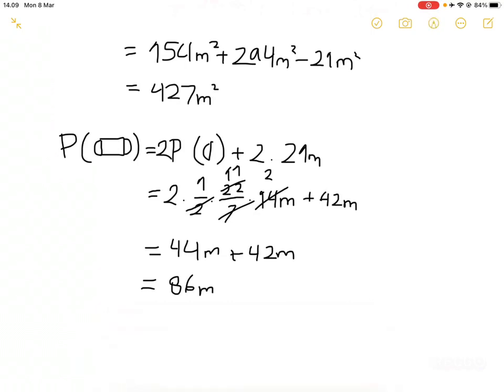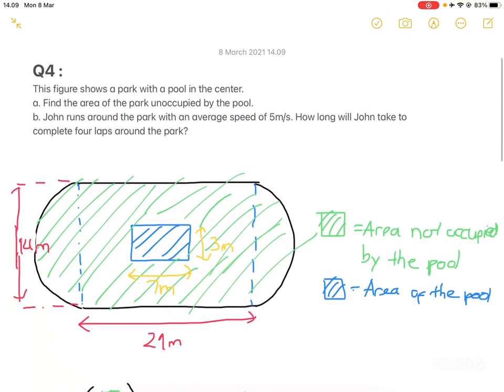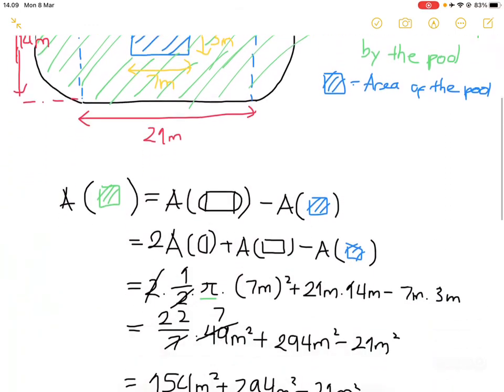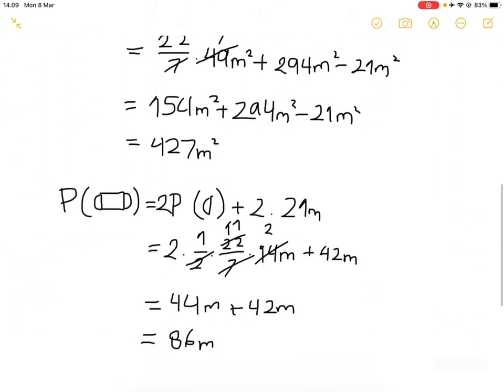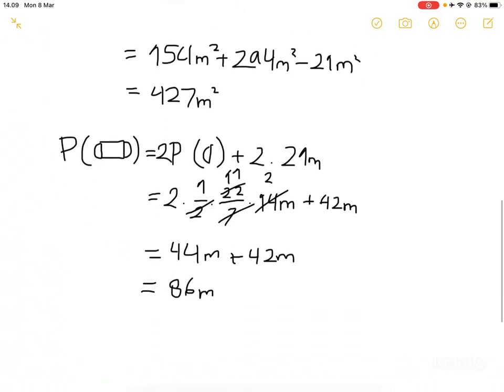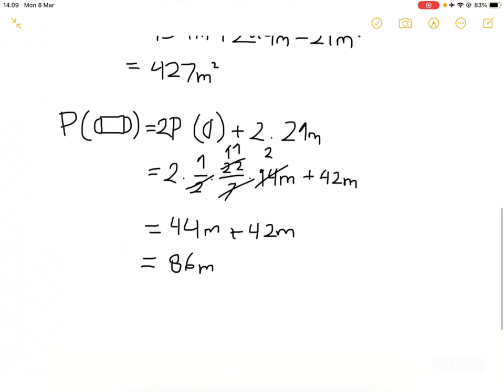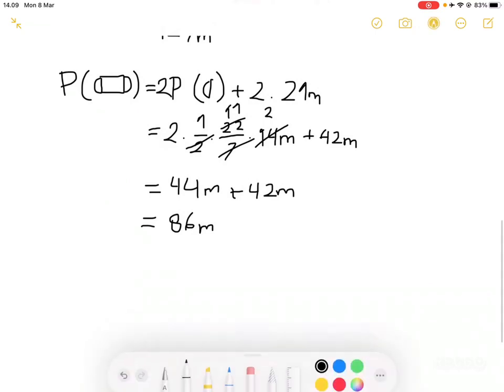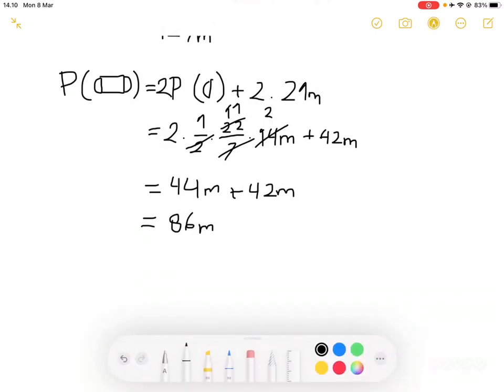Alright, so that's it. So it asks us how long will John take to complete 4 laps. And what I mean by 4 laps is that John runs around the park 4 times, and therefore for the intended distance, you just multiply the perimeter of the park by 4, which will leave us with 344 meters.